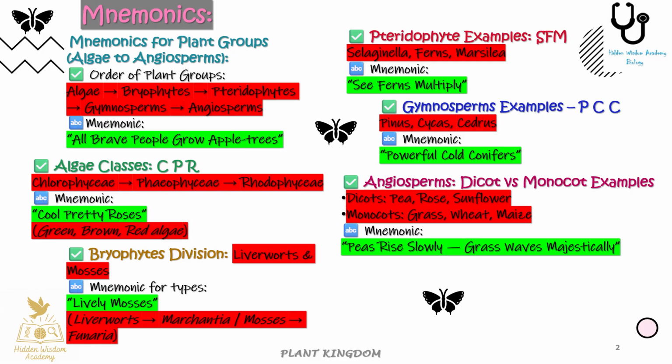Dicots: pea, rose, sunflower. Monocots: grass, wheat, maize. Mnemonic: peas rise slowly, grass waves majestically.